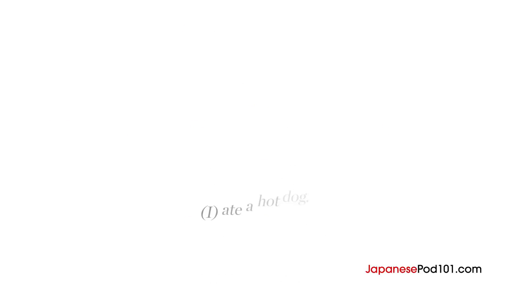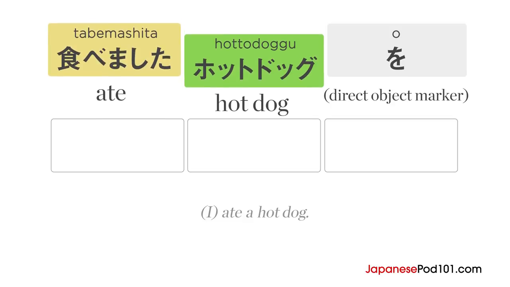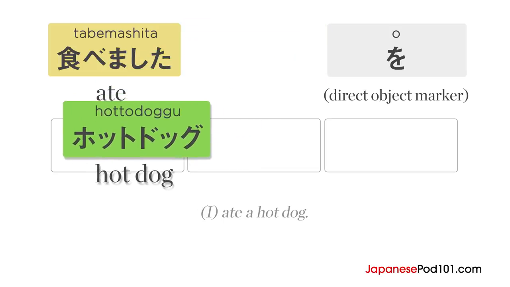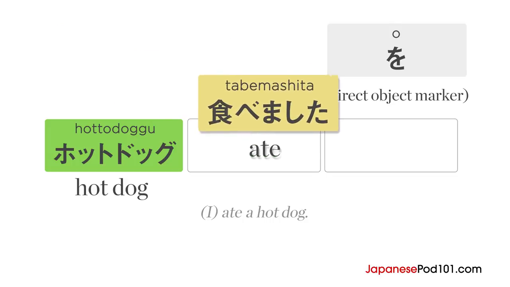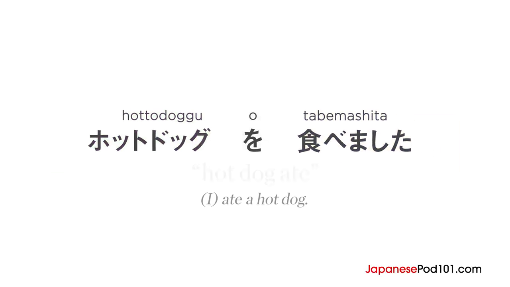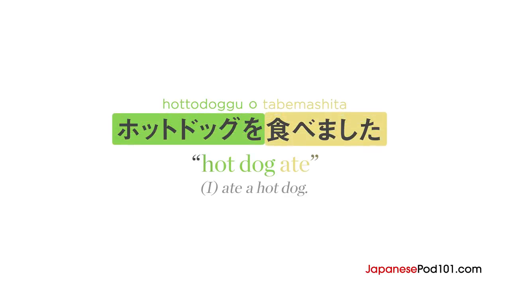Try to create the sentence, I ate a hot dog, from these sets of words. 食べました. ホットドッグを. Okay, got it? The object goes first, so let's put hot dog here. And the verb goes last, so let's put ate at the end. Finally, we connect them using the appropriate particle. And that's it. ホットドッグを食べました。 Which means, I ate a hot dog in Japanese. You can create any basic sentence like this in Japanese if you simply know the word for the object and the verb in Japanese.